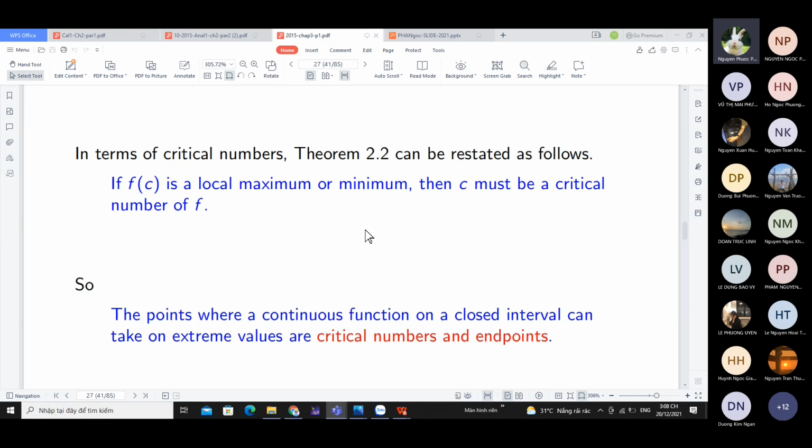So when we find the maximum value or minimum value of a function f on a closed interval a, b, we find all critical numbers of the function f on the closed interval. Then we evaluate the value of f at the critical numbers and at the endpoints and compare them. The biggest number gives you the maximum value, and the smallest number gives you the minimum value.